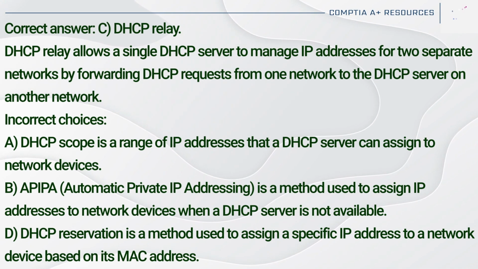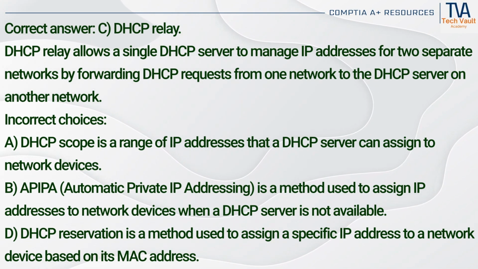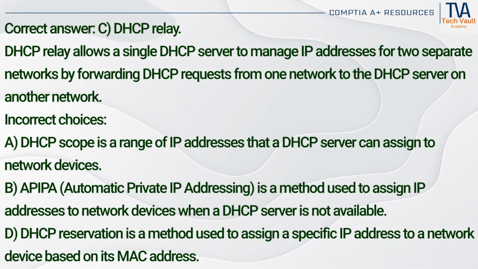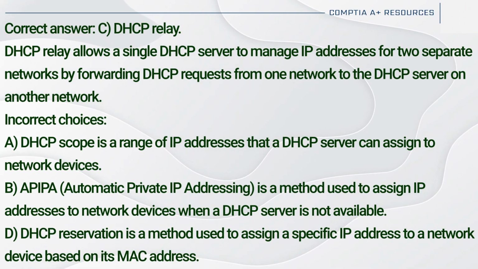Correct answer, C. DHCP relay. DHCP relay allows a single DHCP server to manage IP addresses for two separate networks by forwarding DHCP requests from one network to the DHCP server on another network.